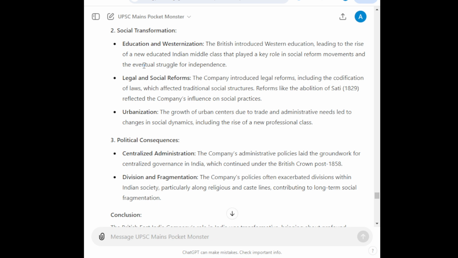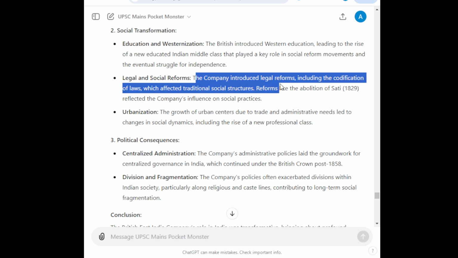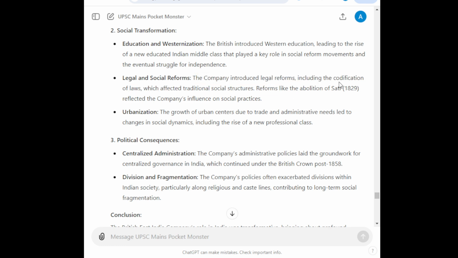This is what we are learning. In place of reading books, we are reading from a collection of books. So, legal and social reforms. The company introduced legal reforms, including the codification of laws, which affected traditional social structures, right? Reforms like the abolition of sati in 1829 reflected the company's influence on social practices, okay?